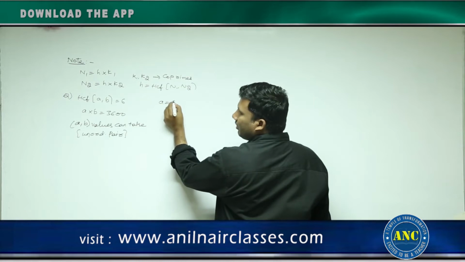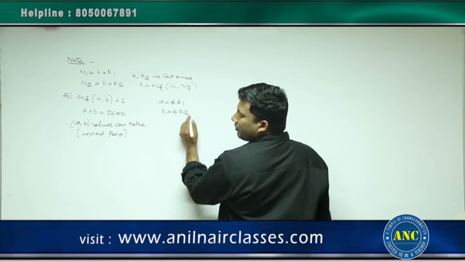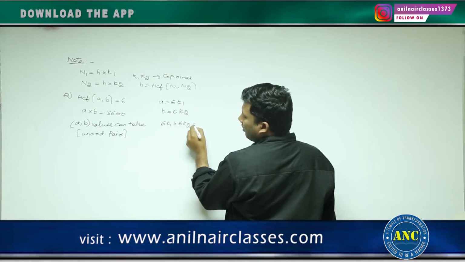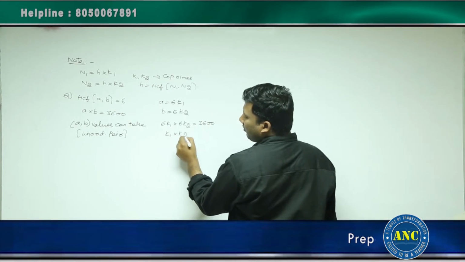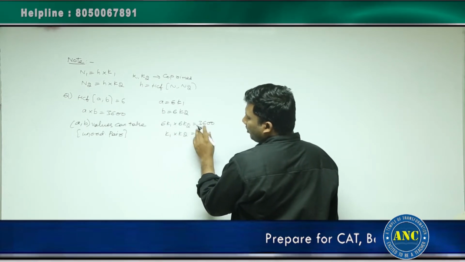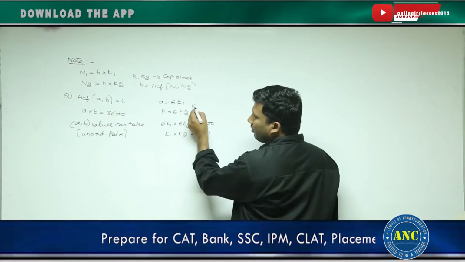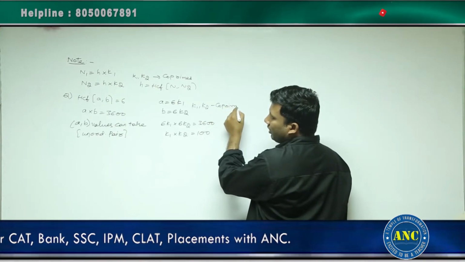Same concept. A will become 6k1, b will become 6k2. So this will become 6k1 into 6k2 equivalent to 3600. k1 into k2 equivalent to 100. Now see here, what are k1 and k2 here? Co-primes. Now it's a very, very important point.